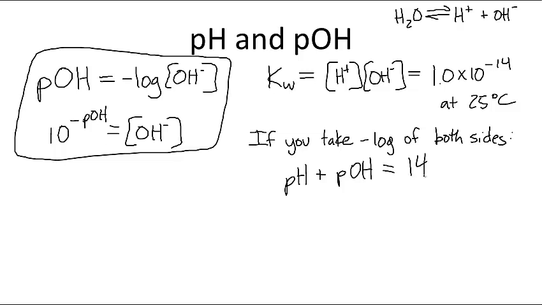So in a solution at room temperature, which is pretty much what we're going to assume the conditions are most of the time unless we're told otherwise, pH plus pOH will equal 14. All right. I believe all of these things are actually on your formula sheet, so you don't need to memorize them. But that's where this equation comes from.